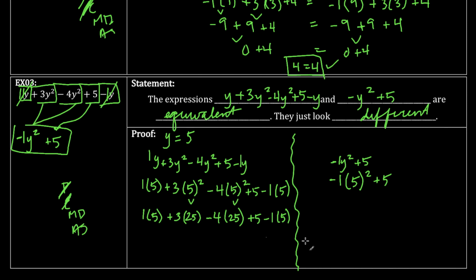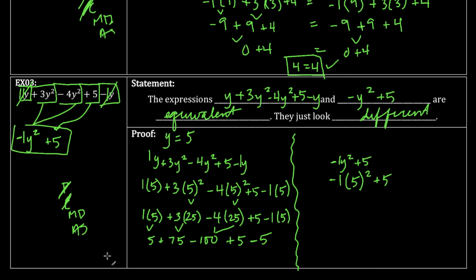And let's do multiplication and division. So I'm just going to multiply everything that I can. I would do this one, and then that one, and then that one, but I'm just going to do it all at once. Positive times a positive is a positive 5. Positive times a positive is a positive 75. A negative times a positive is a negative. So I'm going to write minus 100. And then plus 5, and then a negative times a positive is a negative 5, so minus 5.